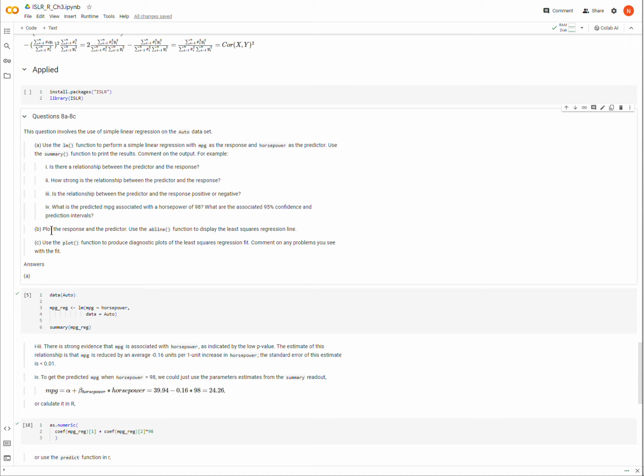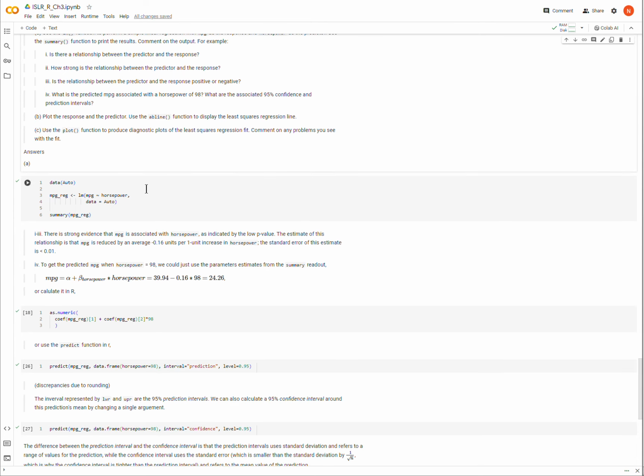We're also going to plot. We'll get a regression line out of this, and we're going to plot that in part B. And then in part C, we're going to use some diagnostic plots that will help us determine if our linear regression is adequately fitting the data or not. Okay, so first, let's just run the regression.